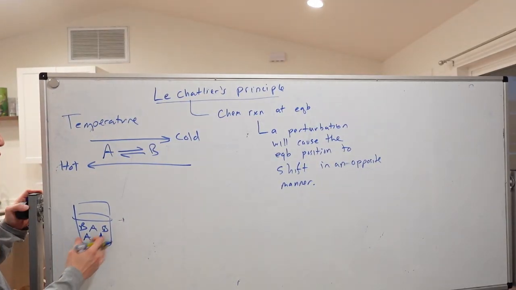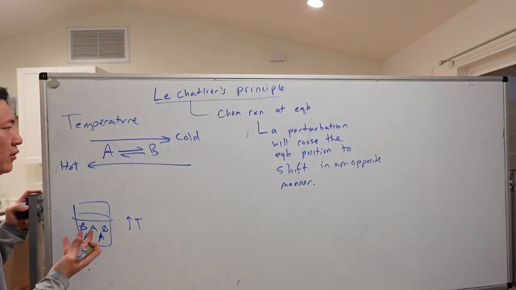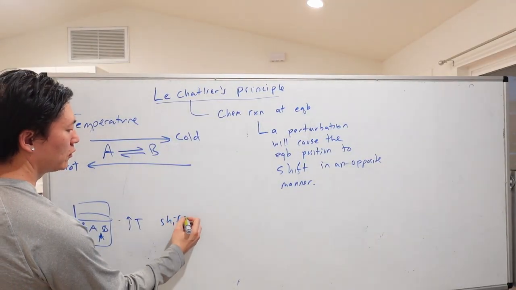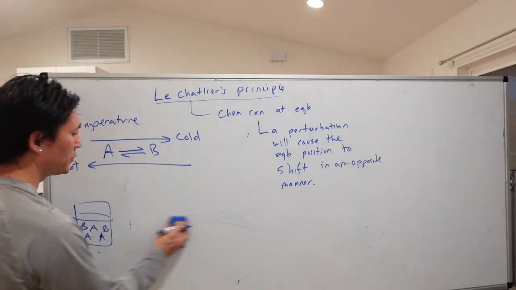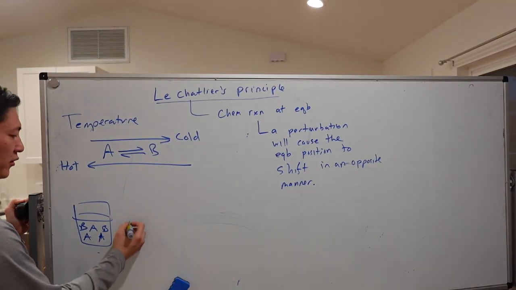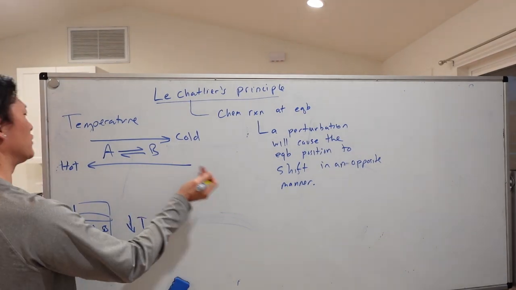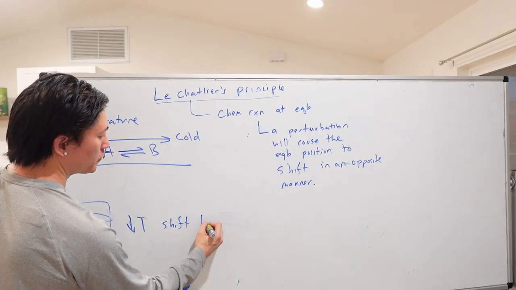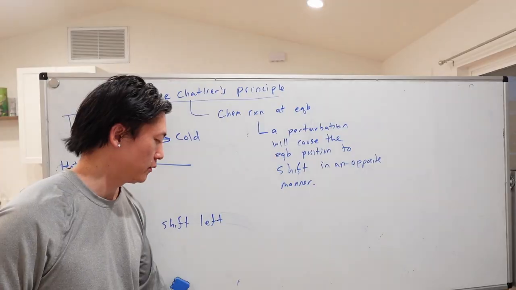If you're at some equilibrium position, I could increase T by adding fire here. It's going to say, hey, I'm going to shift to the right, because the right is cold. Shift right. Or, the opposite is true. I can make it colder by putting it in the freezer. I can decrease temperature, and it'll say, hey, I'm going to shift to the left, which is hot. Shift left. Okay, and that is it.